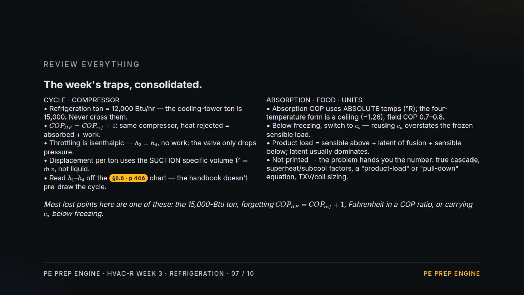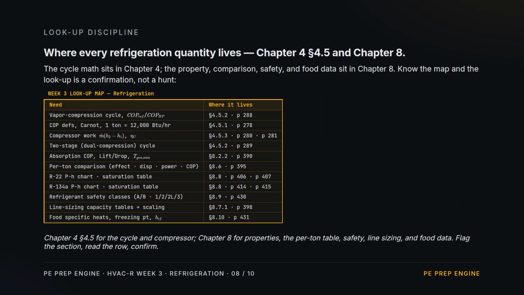Look-up discipline. The cycle math lives in Chapter 4, Section 4.5: the vapor compression cycle, the COP definitions and the ton, the compressor work, and the two-stage cycle. Everything else lives in Chapter 8: the absorption COP, the per-ton comparison, the property charts and saturation tables for R22 and R134A, the refrigerant safety classes, the line sizing tables, and the food specific heats.